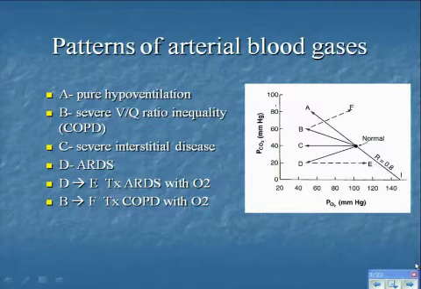On the other hand, if you see severe interstitial disease, that usually doesn't affect the ventilatory mechanics so much, but affects the ability to uptake oxygen. With C, you only get a drop in PaO2, but no real drop or increase in CO2. And in D, which is ARDS, again, it's a diffusion limitation.